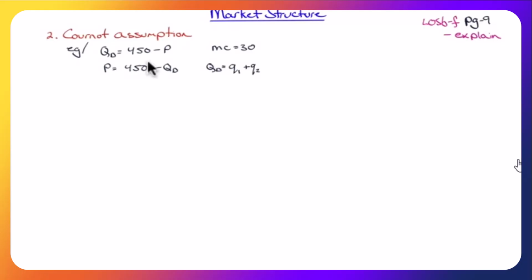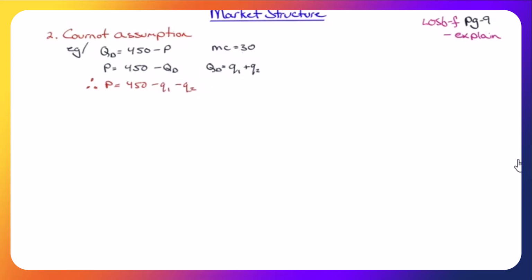So let's begin. Let's say that we have a demand curve 450 minus P, which means our price function, or our inverse demand function, is 450 minus QD. And QD, we're going to split between two firms, Q1 and Q2. So quantity demanded will be the sum of what firm 1 and firm 2 put out. We have a downward sloping demand curve. Both firms face a marginal cost equal to 30. So we can rewrite this P as P equals 450 minus Q1 minus Q2.